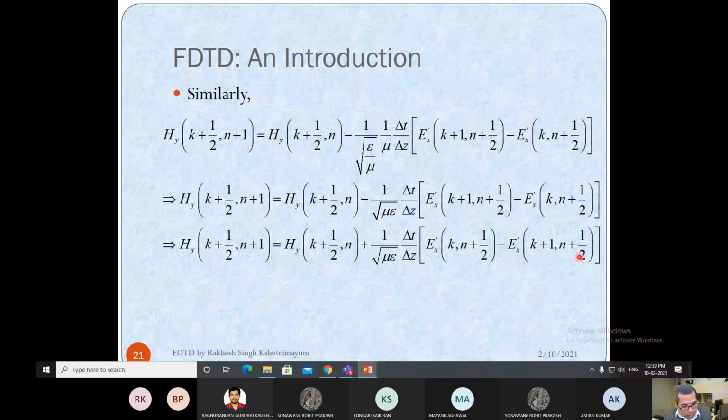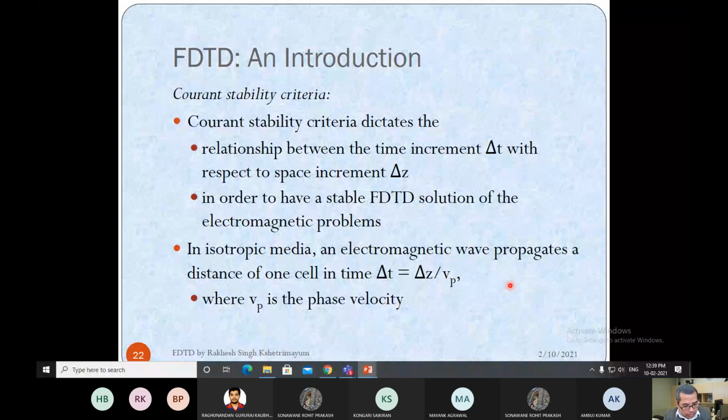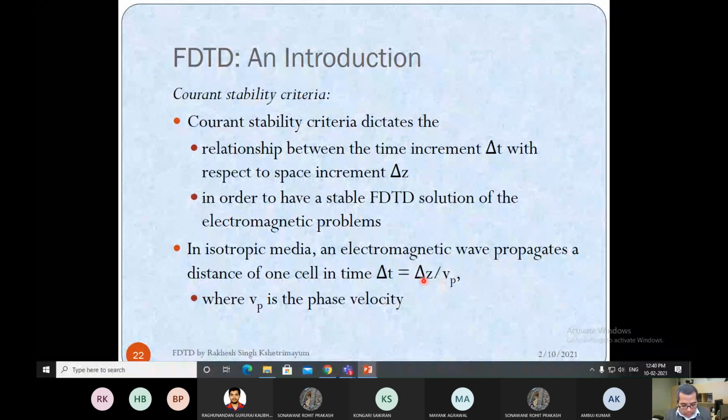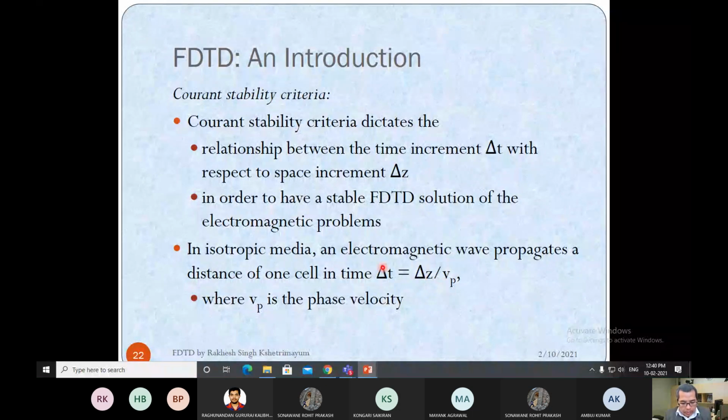So, by the way, what is this Courant stability criteria? Why do we need this criteria? To have a stable FDTD program. So, Courant stability criteria: basically, if you consider an isotropic medium, an EM wave usually moves from one cell to another cell. At what time? Delta t is delta z by v phase. v phase, let's say in free space, is the speed of light. So delta z and delta t are not independent. Once I have delta z, if I know this phase velocity, I can find out what is delta t. There's some relation here.